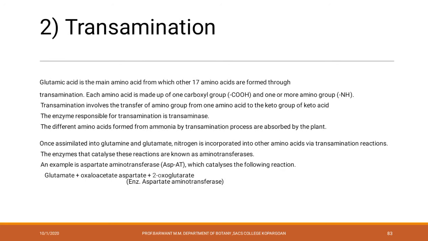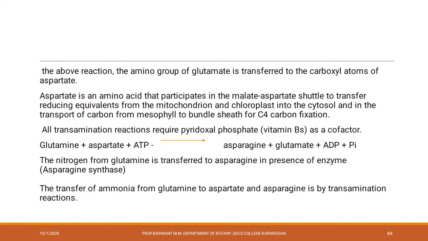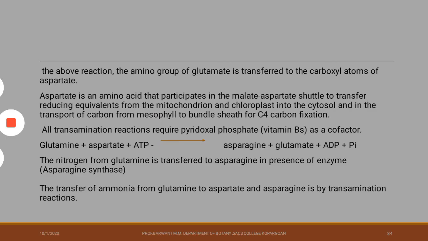For example, aspartate is formed by the following reaction: glutamate plus oxaloacetate gives aspartate plus alpha ketoglutarate. Glutamine plus aspartate plus ATP gives asparagine and glutamate, plus ADP plus Pi. That is transferring one amino group from glutamate or glutamine to aspartate, and from aspartate again transferred to asparagine. That is overall about reductive amination and transamination.